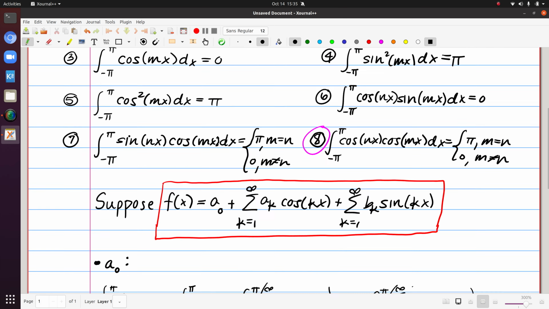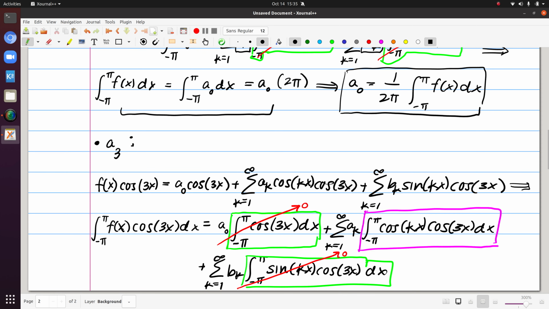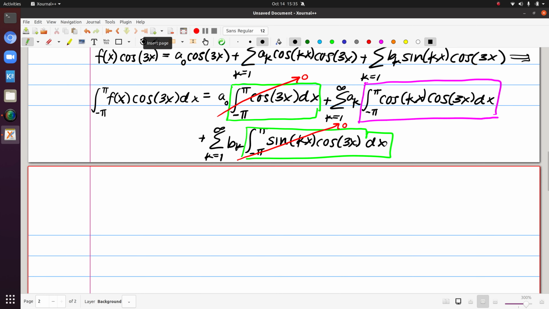So going to the next page, what we have left is, on the left-hand side, the integral from minus pi to pi of f times cosine of 3x. And that is equal to that second summation. And what I want to think about is what each coefficient a sub k is multiplied by.